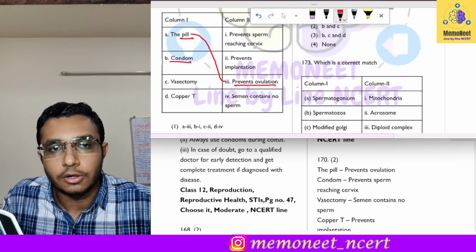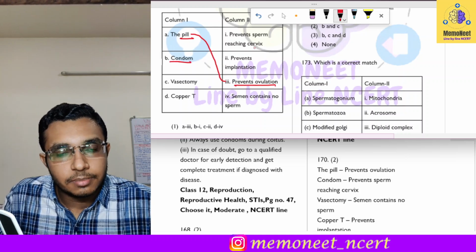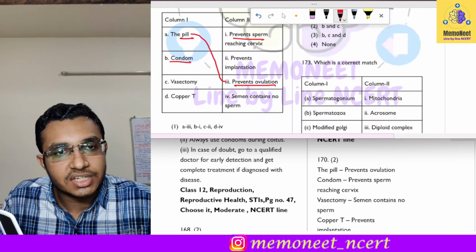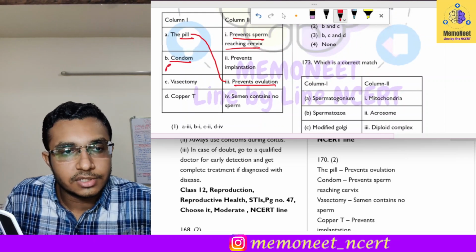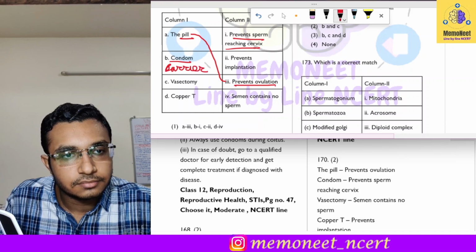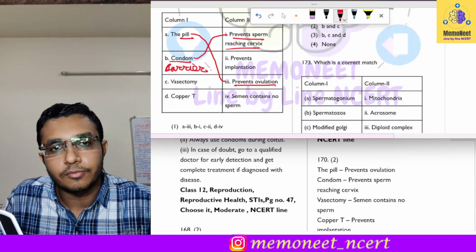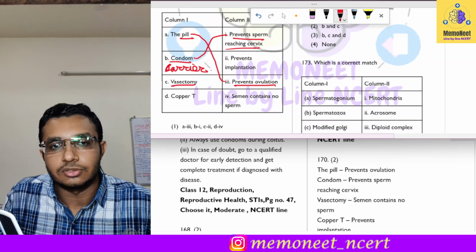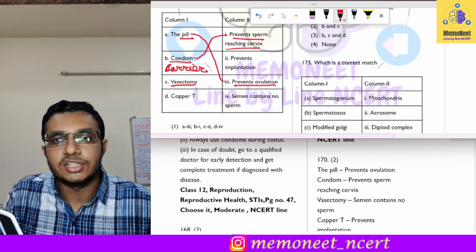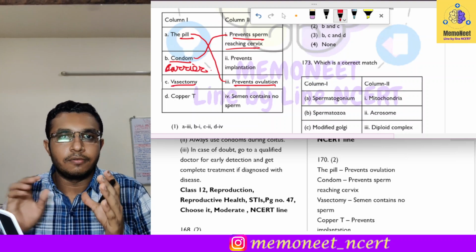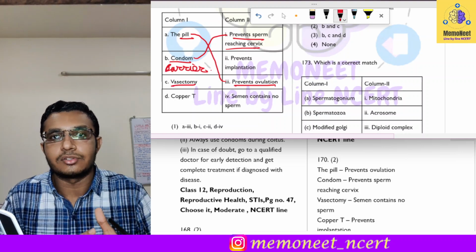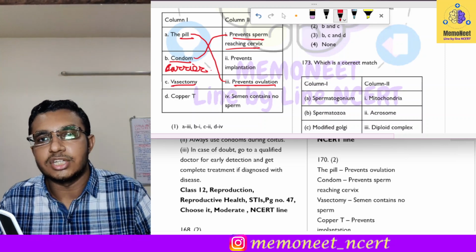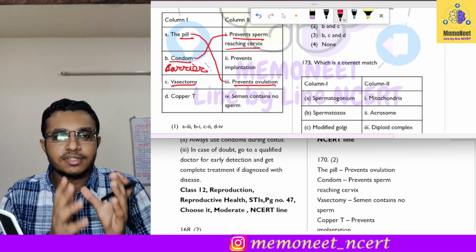Next is condom. Now condom prevents the sperm from reaching the cervix. So condom is a barrier method and it prevents the sperm from reaching the cervix. So B goes with 1. C is vasectomy. Now vasectomy is a surgical method in which the vas deferens is cut and ligated so that it prevents the transport of the sperm from epididymis to the ejaculatory duct. So it prevents the transport of sperm.